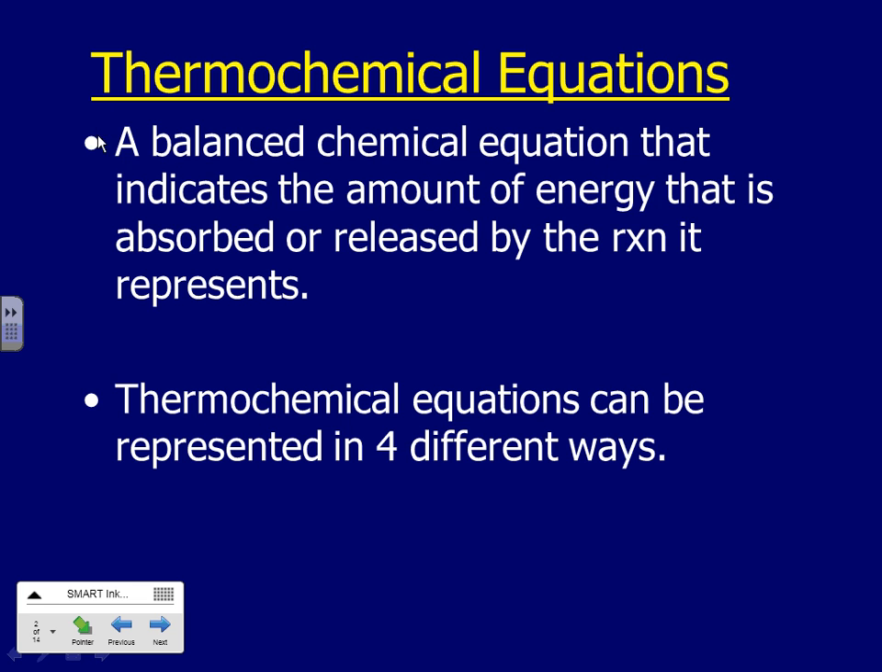So what is a thermochemical equation? Well, it's a regular balanced chemical equation, but it indicates the amount of energy that is absorbed or released in the chemical reaction. All right? So we're just adding the energy term onto a balanced chemical equation so that we can make sense out of it. Now, there are four main ways in which this can be done. I'm going to go through this quickly. Again, the teacher can pause this so that you can write it down, or perhaps you can get it off of the PowerPoint later on.